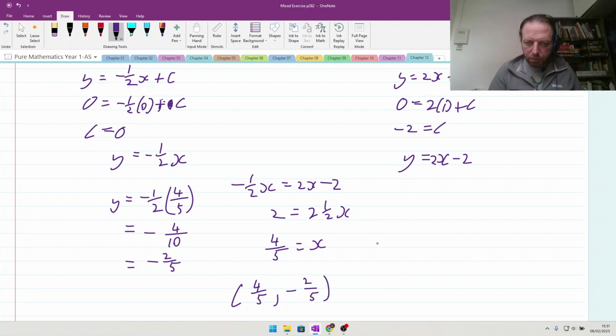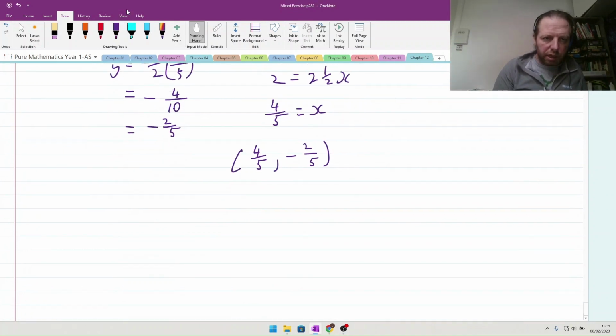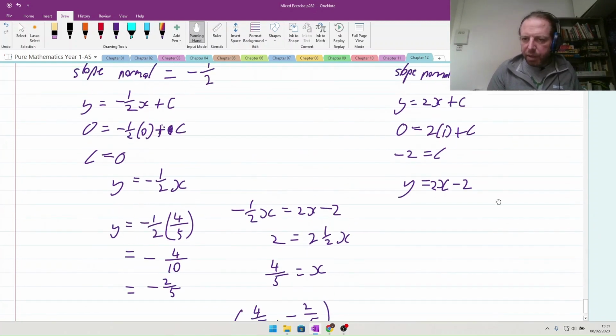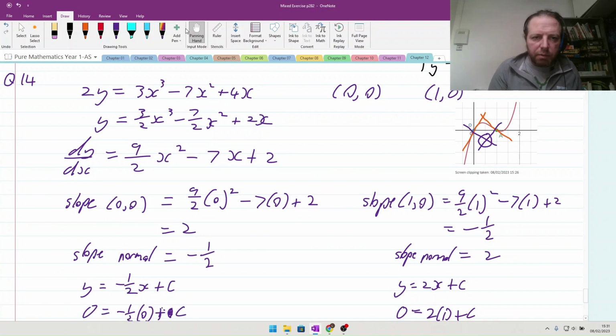Okay. That was a lot, but it was 7 marks. So with that done, we are now looking at the triangle. What is the area of triangle OAN? So just looking back at a picture to get a rough bearing of what we've got going on here. That was O, that was A, this is N. Let's clean that up.